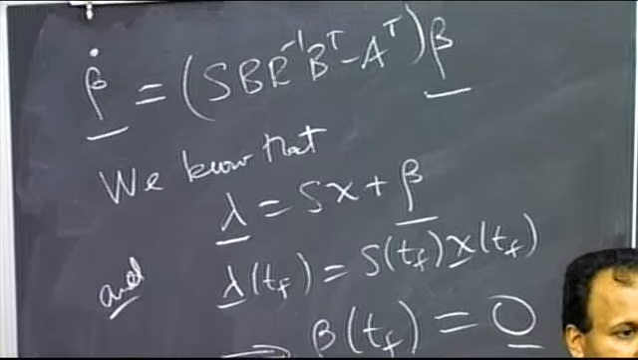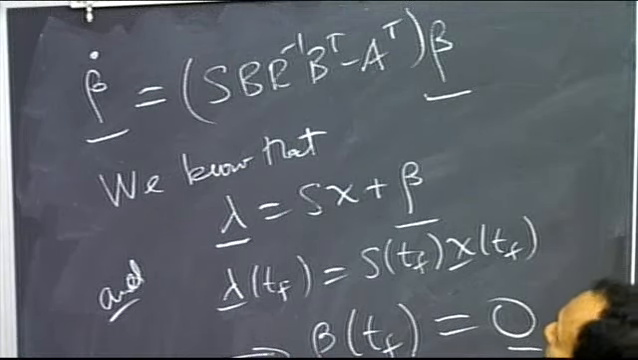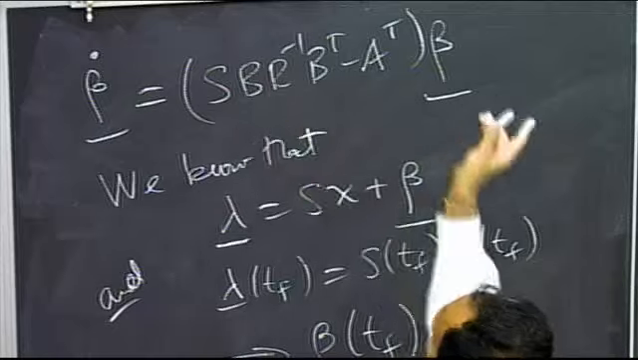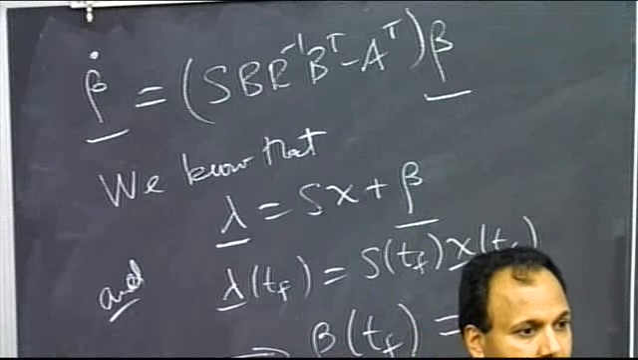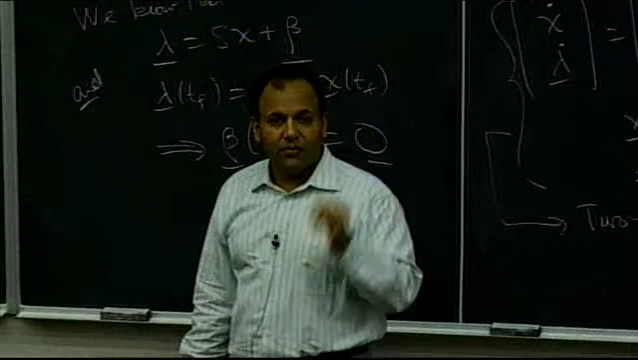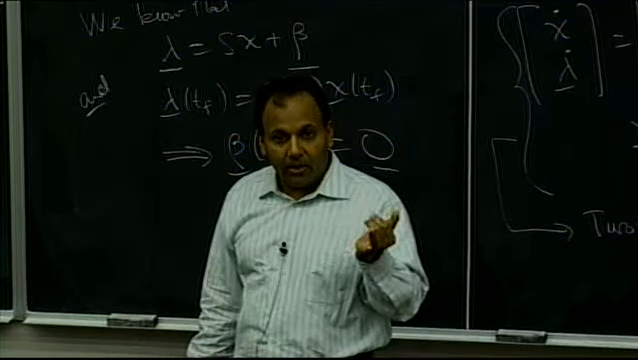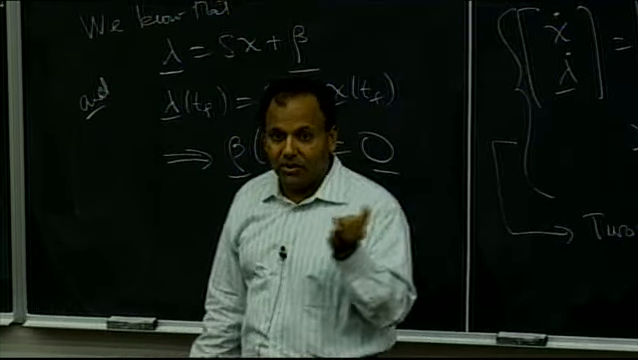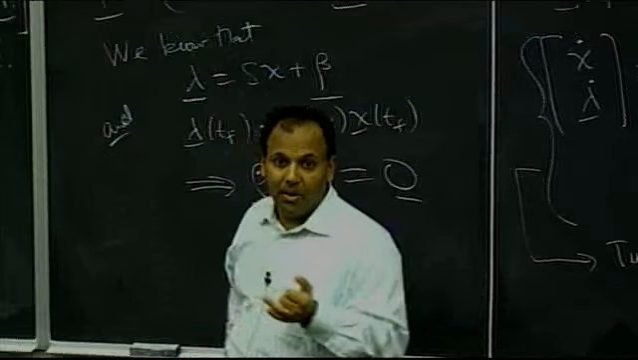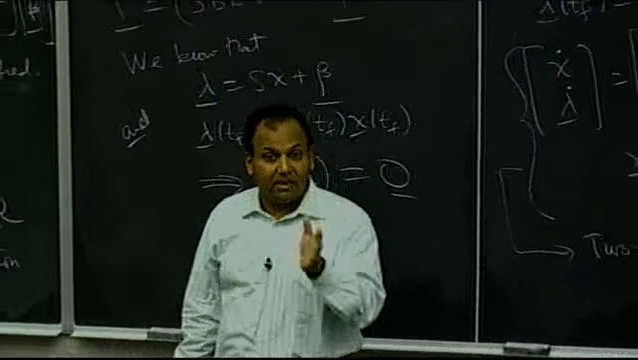What kind of differential equation is it? Assuming you know what S is. Assume you've solved for S in this equation. What kind of equation is this? It's a first order linear differential equation. It's not a constant coefficient differential equation because S changes with time, right? But it's a first order equation and it's linear, right?